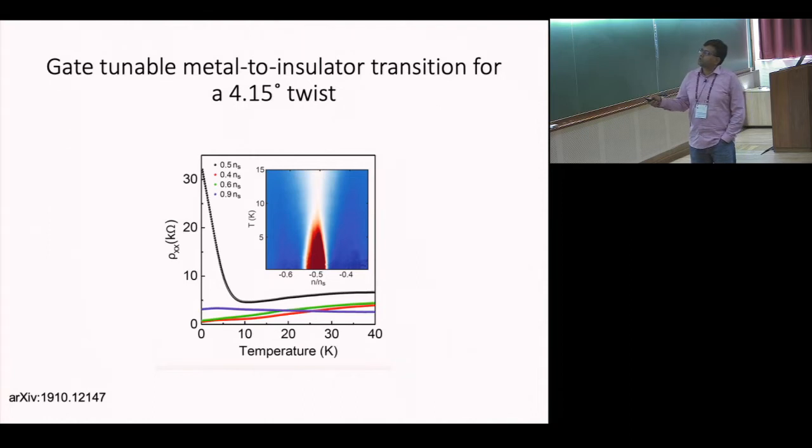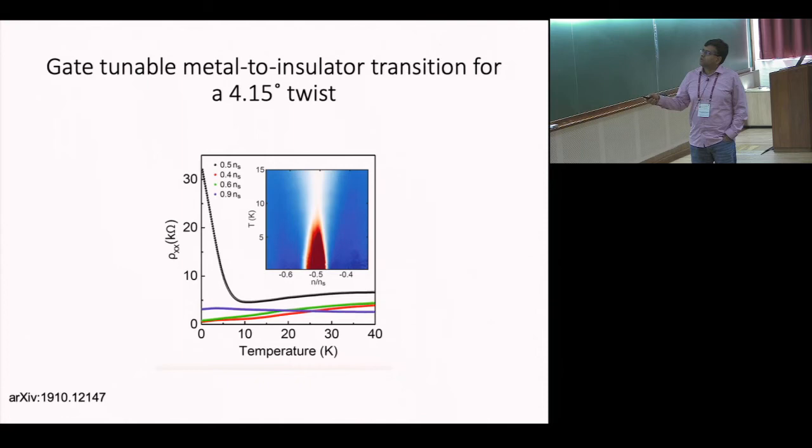We can also look in the vicinity of this half-filling point. So once again, this half-filling point, exactly like in twisted bilayer graphene, is a point where you don't expect, according to simple band theory, there to be any insulating behavior. But if you look exactly at this half-filling that corresponds to this black curve, you see that the resistance first goes down. So this looks like metallic behavior. There's a very nice metal to insulator transition, and then it becomes insulating.